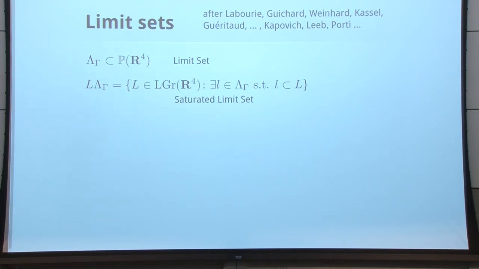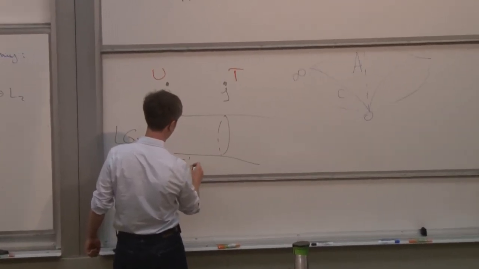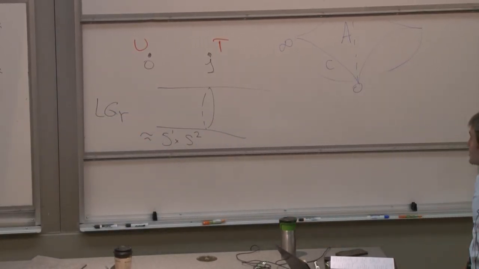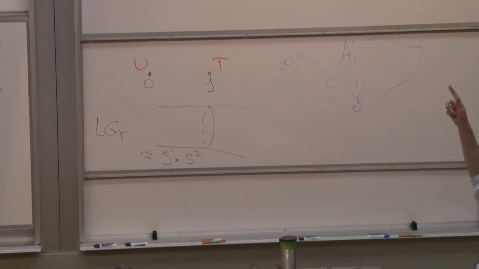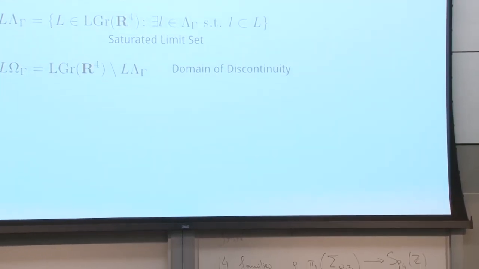The real Lagrangian Grassmannian of R4 is three-dimensional, and so for each point in the limit set, you get a line, which, if you look at it from the point of view of Lorentzian geometry, people call a photon. It's a line that goes around this Grassmannian once. The topology of this Grassmannian is roughly S1 times S2, approximately, up to some finite index. So for each point in the limit set, you associate a straight line. Now you can consider the domain of discontinuity, which is going to be the complement of this saturated limit set.